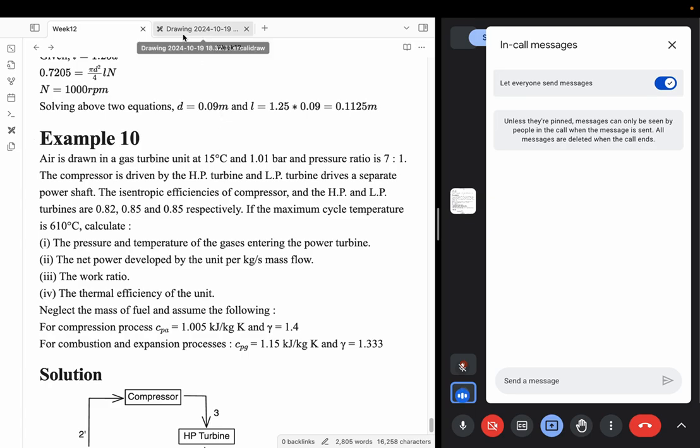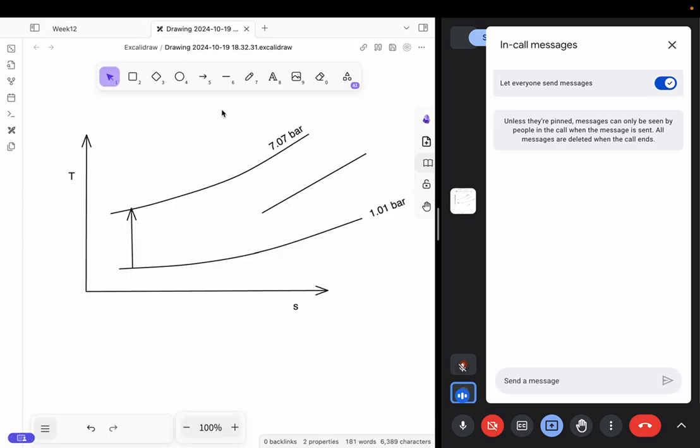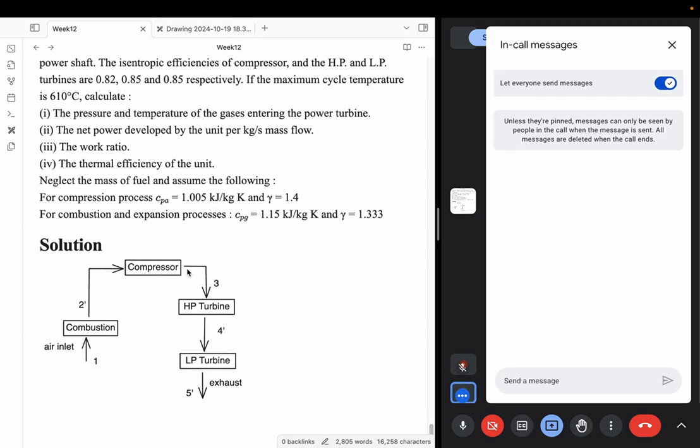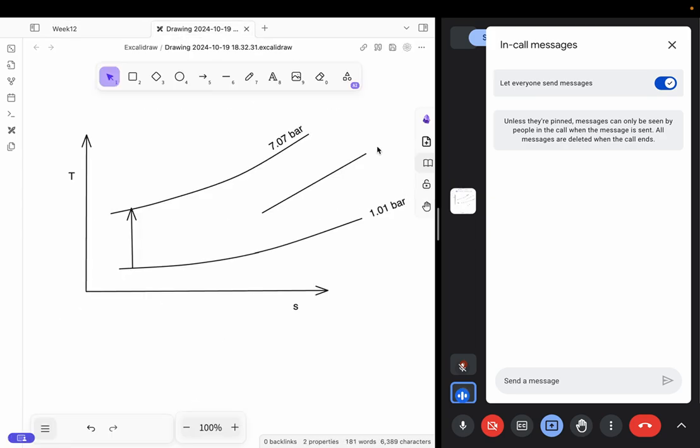I'll leave that for now. There is an intermediate pressure that we will get to a little later. So the first turbine, if you see, there is a high turbine, so 3, and then there will be intermediate pressure, and then this will be the final pressure. We'll see how to calculate the intermediate pressure in a little bit of time.